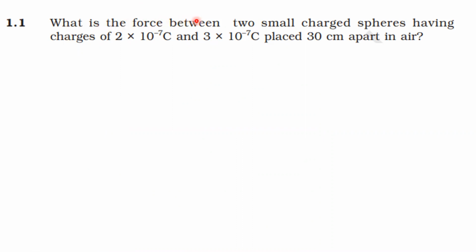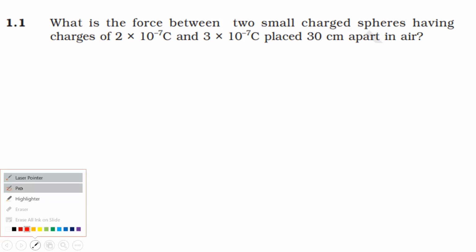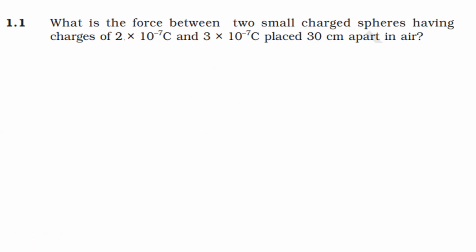What is the force between two small charged spheres having charges of 2 into 10 power minus 7 coulomb and 3 into 10 power minus 7 coulomb placed 30 centimeter apart in air is given. Now we need to calculate force exerted between these two charges. Let us take 2 into 10 power minus 7 coulomb as Q1 charge and 3 into 10 power minus 7 coulomb as Q2 charge, and the distance between these two charges taken as 30 centimeter, that is R.